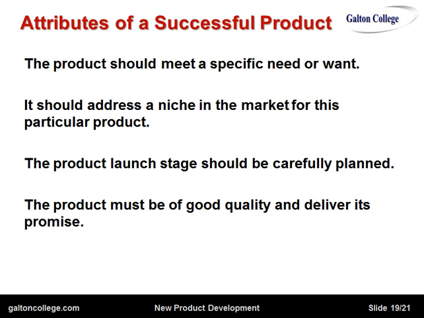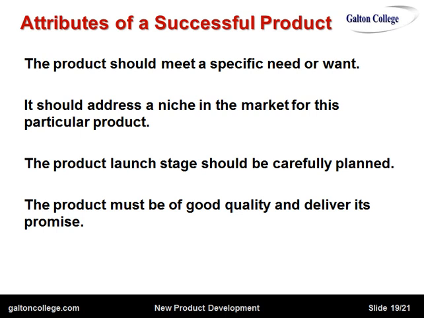The product launch stage should be carefully planned. Everything about it should be carefully planned. All of the issues that we talked about in the previous slide should be looked over, and contingencies should also be put in place in case something fails or something goes wrong. And finally, the product must be of good quality and deliver its promise. Whatever it says on the packet, it can do. So whatever is claimed of the product, then that is possible.